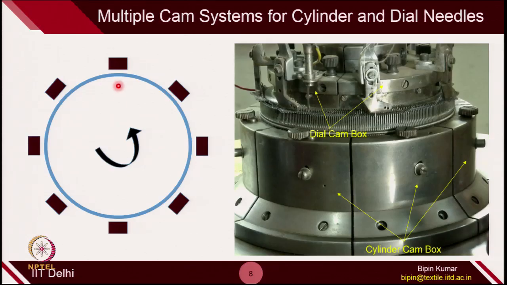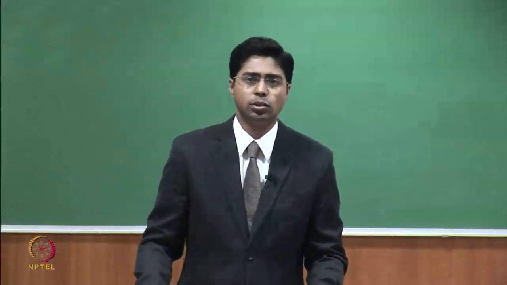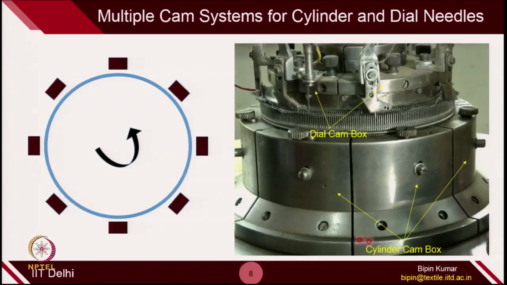Similarly, on the top side, because you have the dial needles which is doing reciprocation in the horizontal plane, you have the dial cam box which gives the cam track for dial needles, and for each cylinder cam box there is a dial cam box available on the top side, so that both the needles can do the reciprocating simultaneously. Okay. So, we are going to see now how these cam boxes are placed on this machine, and we are also going to analyze what are the nature of cam track, especially in this particular machine.